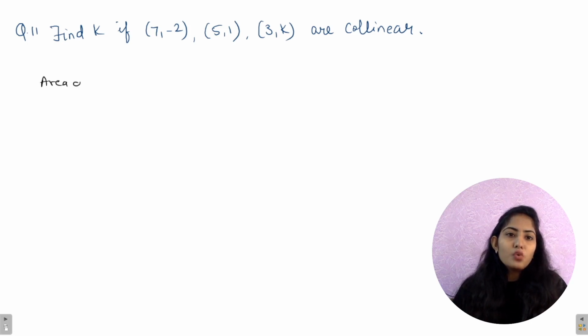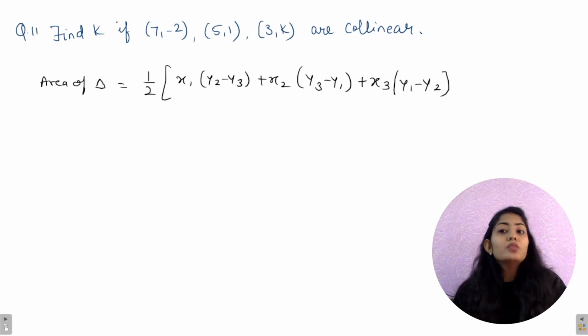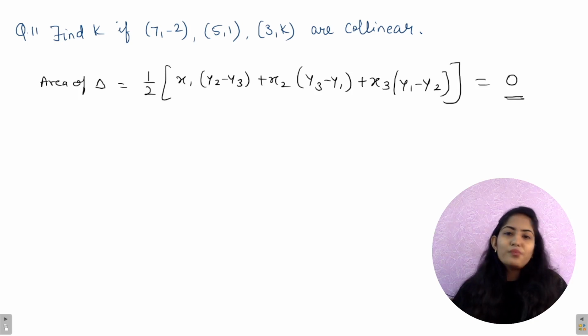एरिया ऑफ ट्रायंगल जो होगा, ये जो होता है हाफ, that is x1 (y2 minus y3) plus x2 (y3 minus y1) and plus x3 (y1 minus y2), and that will be equals to 0 in case of कोलिनियर. तो वैल्यू को पुट करना है और k की वैल्यू फाइंड करनी है. तो जल्दी से वैल्यू को पुट कर देते हैं.